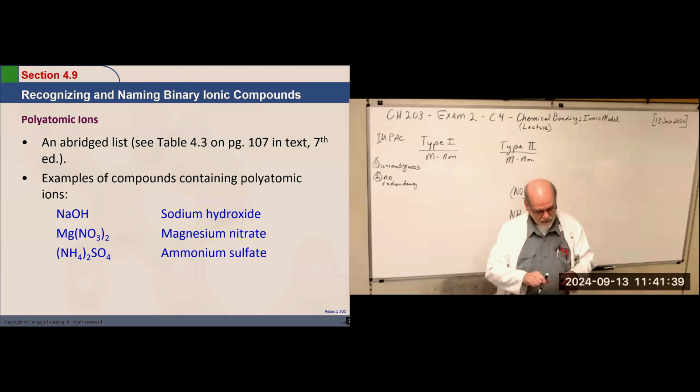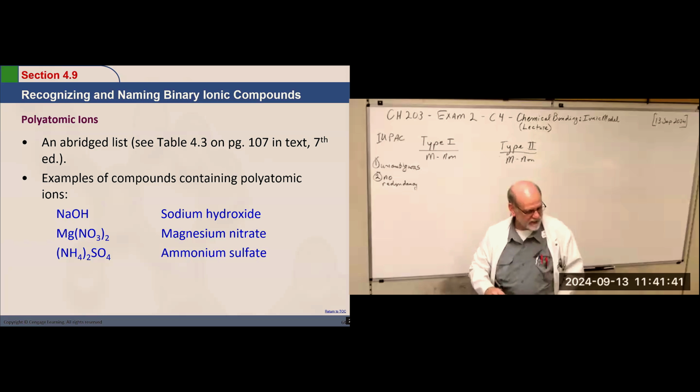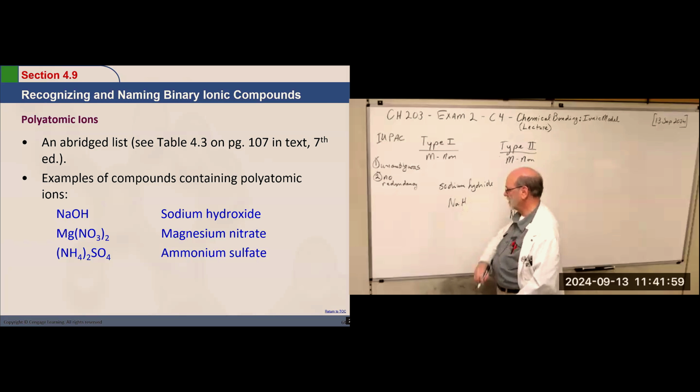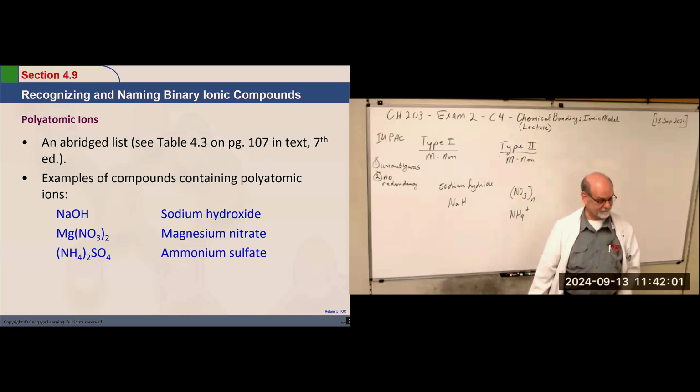Okay. Now, a mistake that some students make is they'll take the hydrogen and they'll say sodium hydride. That's not that compound. OH is hydroxide. Hydride would be that. Okay.